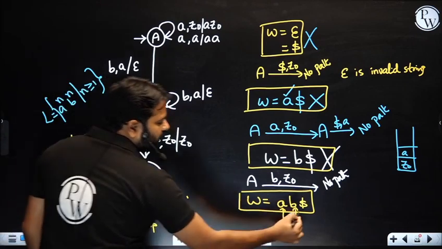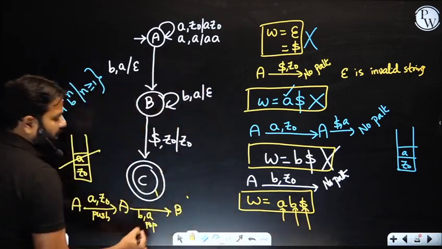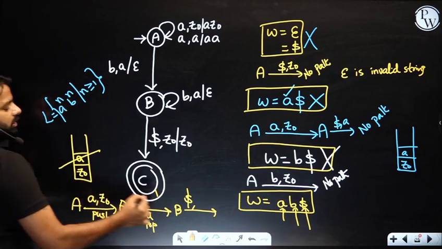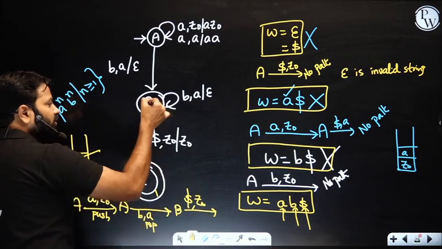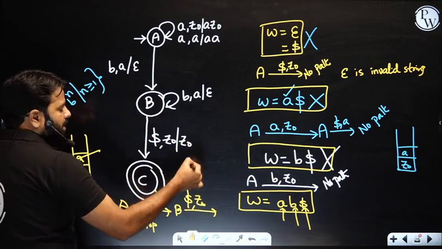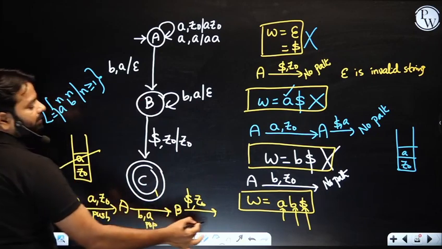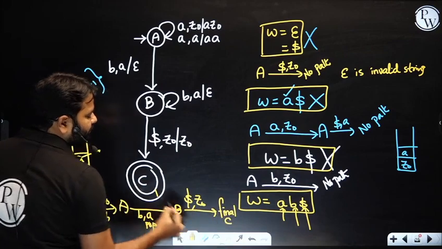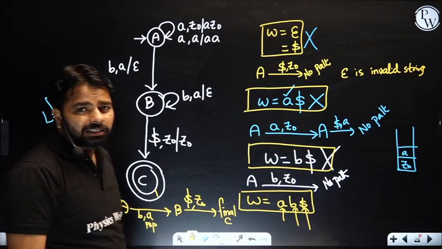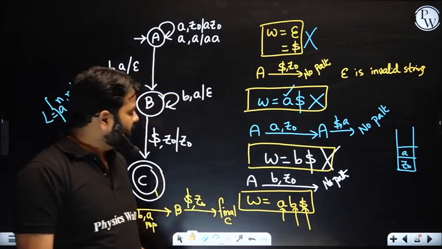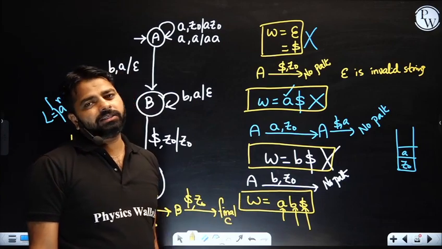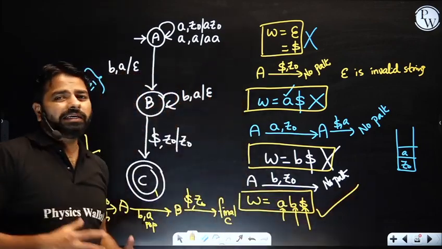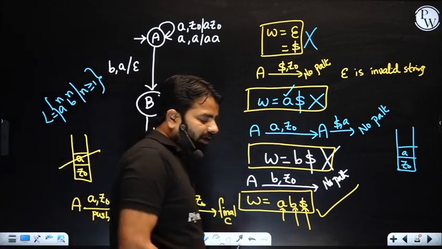From this B, you read the dollar. But the combination is very important: dollar, comma, top of the stack Z naught. Do you have any transition from B? Yes. I may keep the Z naught as it is, but I will go to final. That's a C state. Now, after reading the string, did you halt at final? Yes. That means this string is valid. This is how you identify the valid strings and invalid strings.